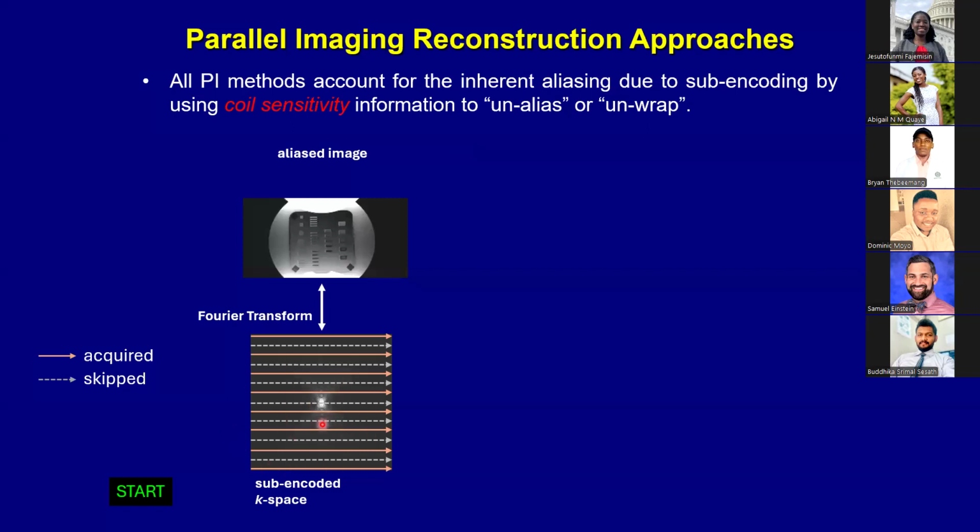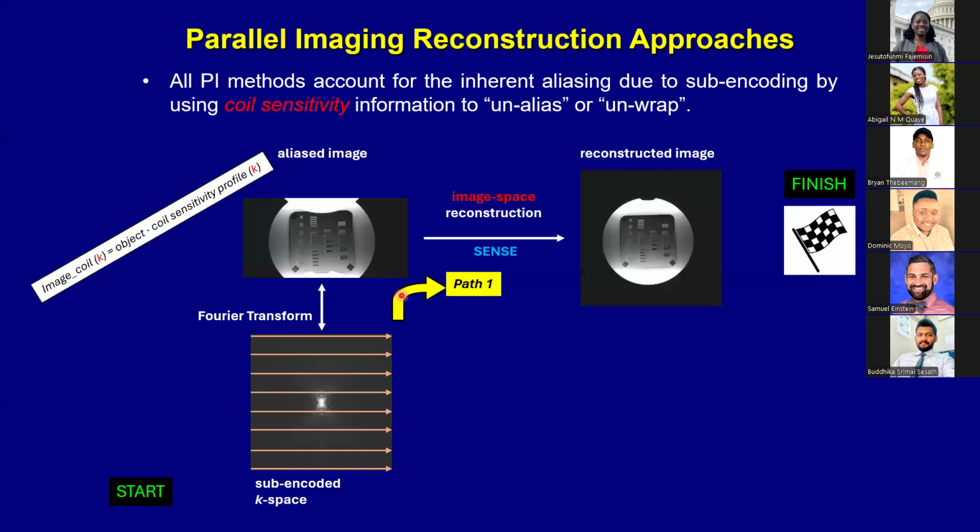Here is shown the Cartesian version. We have fully acquired lines that we acquire with the solid orange arrows here, and we're actually purposely skipping the dashed phase encoding lines because we're trying to save time. And if you do a Fourier transform, you get an aliased image because the field of view is too small and you violate the Nyquist theorem.